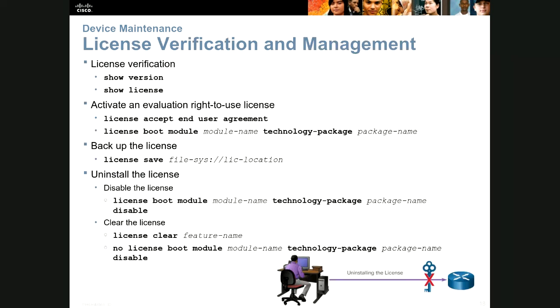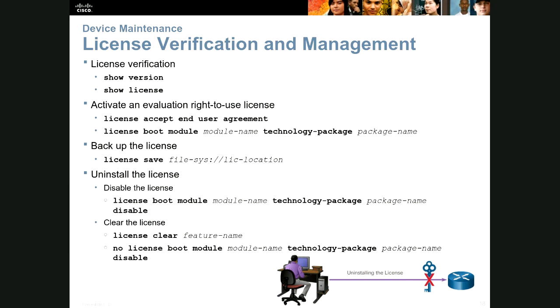Once we've got our licenses installed, or you just want to check, we can type show version, show license. It'll show us this. Now, evaluation right to use: you want to try a feature set, you don't want to pay for it yet. You can type a command to accept an end-user agreement, and then you can license a technology package without paying for it, and you can evaluate it. You can actually evaluate it forever.